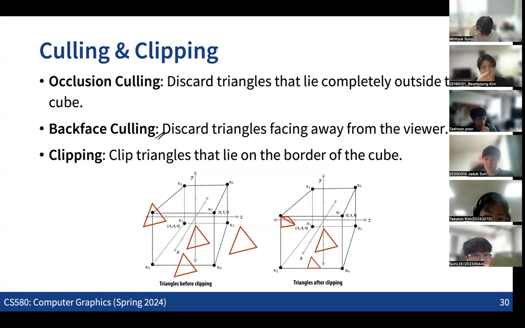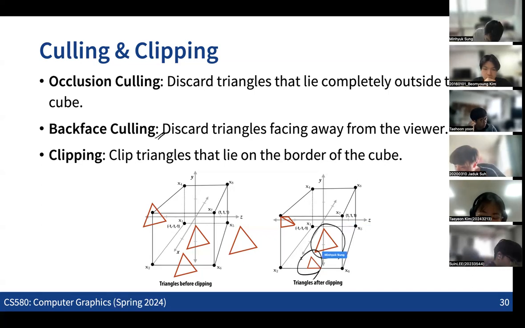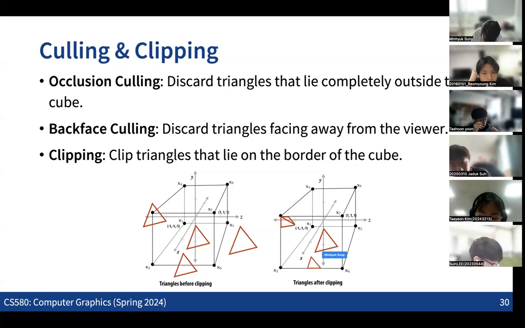And also for some of the triangles that are on the border of the cube, we can cut out these triangles, as you can see here, in a way that we only consider the visible area of the triangles. This is the process that we call clipping. So these are techniques to speed up the rest of the rendering process.